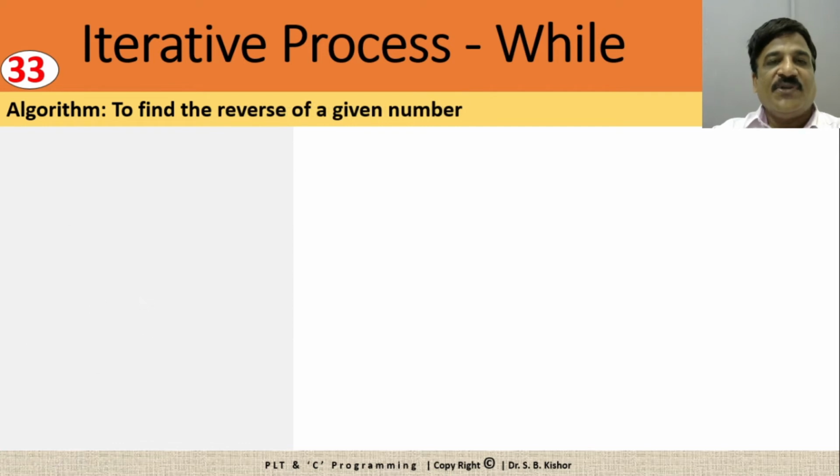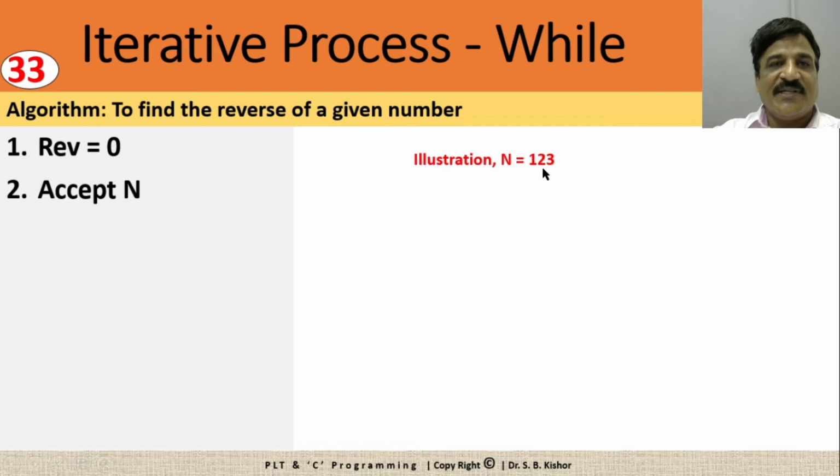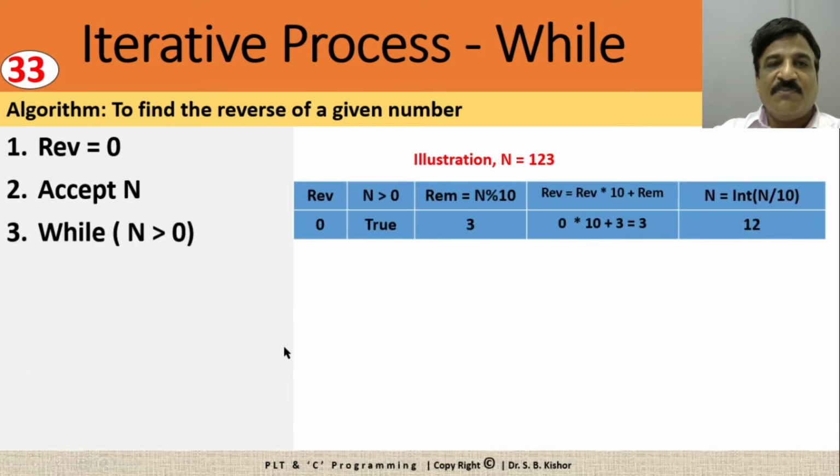Now to find the reverse of a given number, assume the number is 123. So the reverse of 123 is what? 321. So how to get it? Let's see. Initially assume the reverse value is 0. Okay, so accept the number. Now assume the number is 123. Now perform this process. What is that process? Check whether the number is greater than 0. Yes.